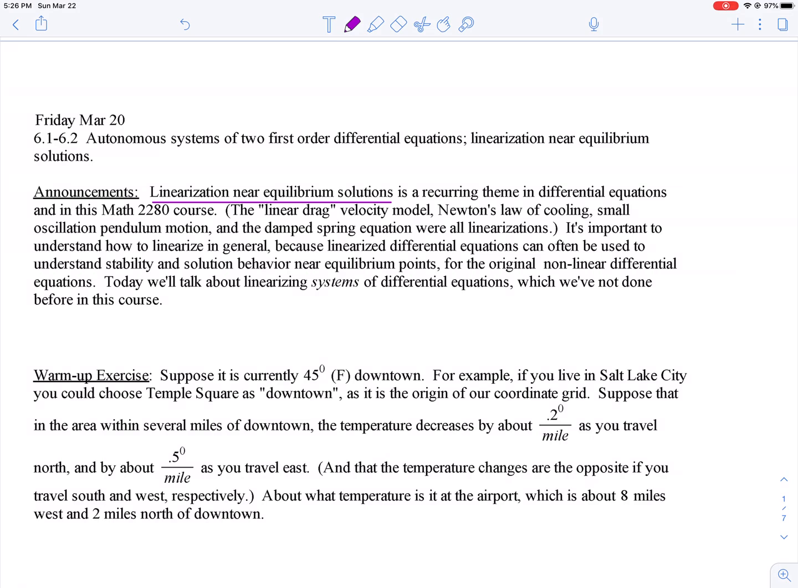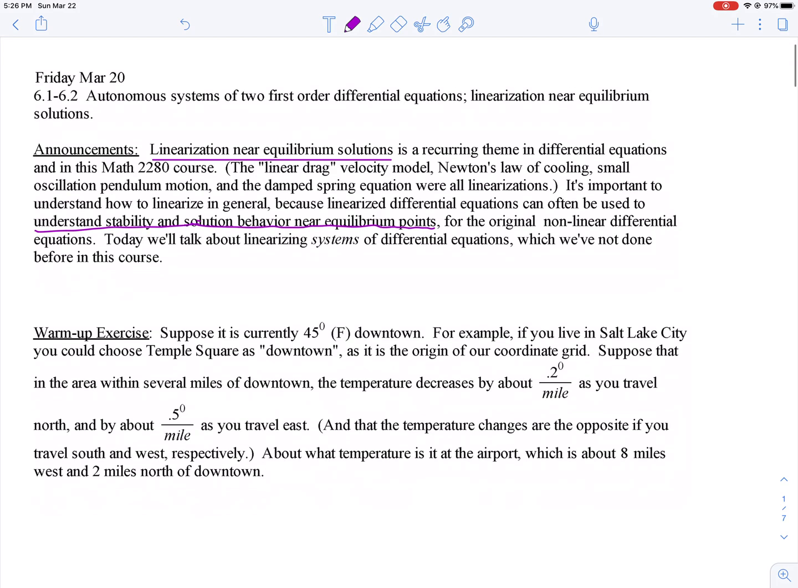And you can linearize higher order differential equations as well as systems of nonlinear differential equations. And we'll use that to understand stability questions and the solution behavior for the original nonlinear systems, autonomous systems of differential equations.